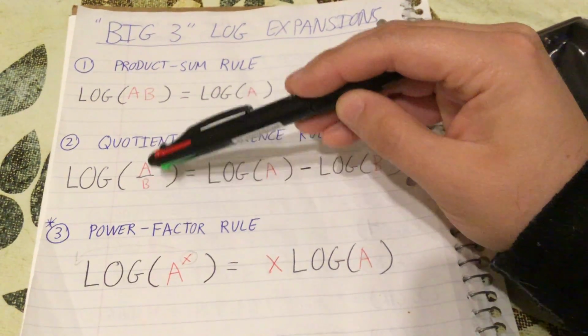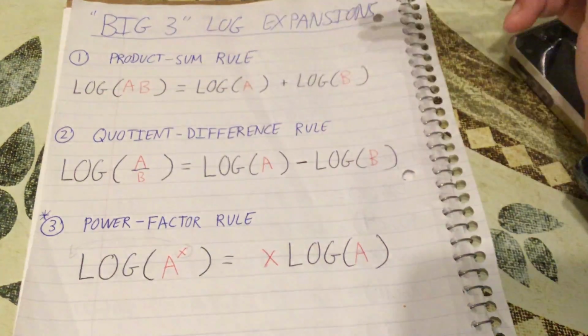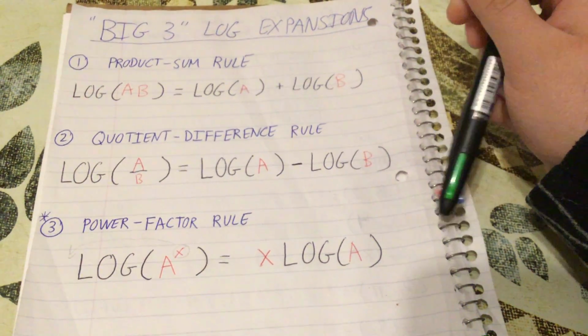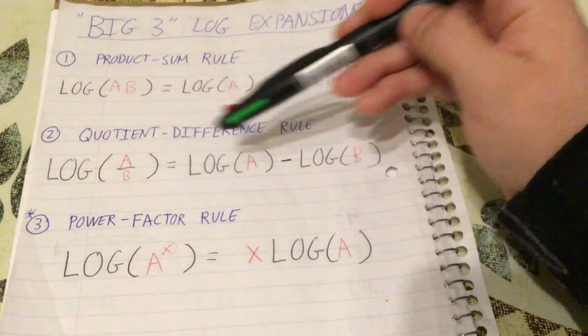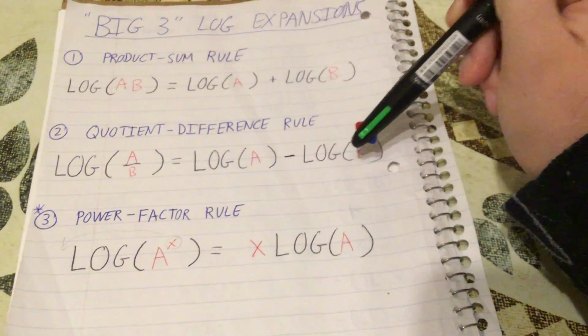If you have a division problem inside of a logarithm, in this case log of a over b, that can be separated by expanding it into subtraction. So this is called the quotient difference rule. Log of a over b is equal to log of a minus log of b.